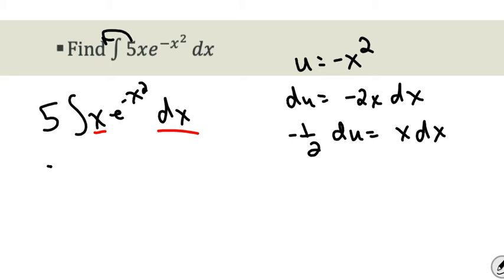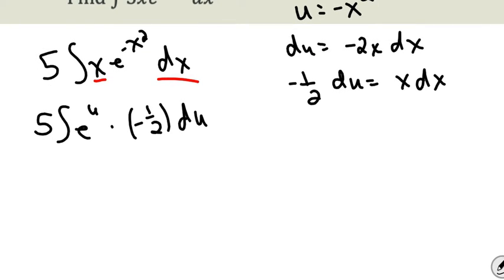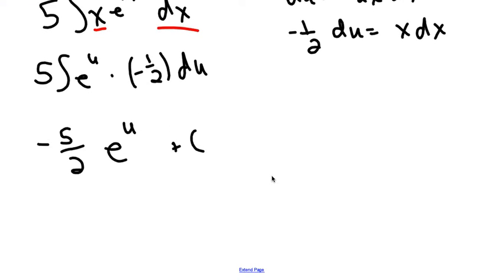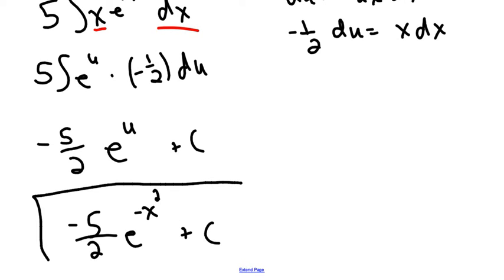So I got 5 integral of e to the u times negative 1/2 du. I'm going to go ahead and take my negative 1/2 out front, so negative 5/2. The integral of e to the u is e to the u plus the constant. So finally, the last thing that I want to do is change that u back into what I set it equal to, which was negative x squared, plus the constant. There's your final answer for that problem.